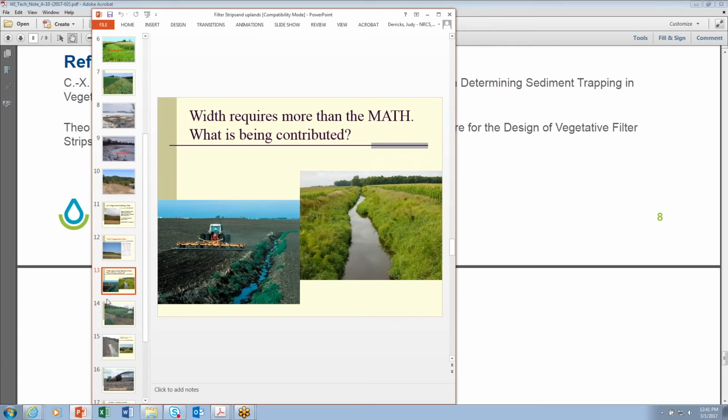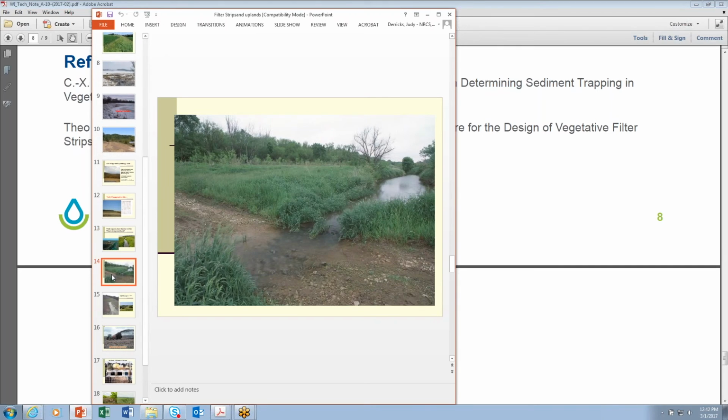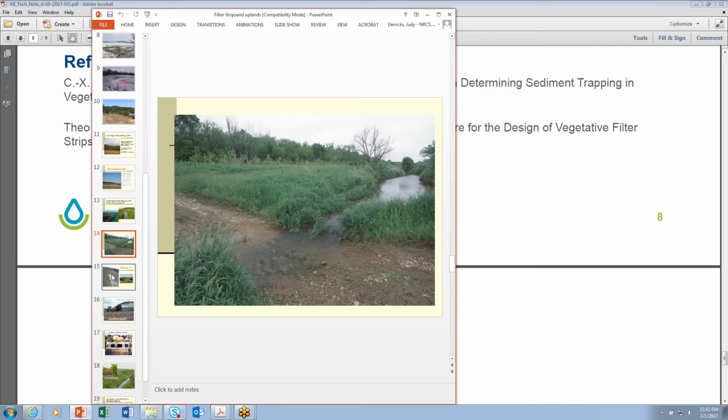So our widths have to be factored bigger than math. And what I'm saying there is the math formula is pretty minimal. It tells you what minimums are, but when you're out there and you're seeing obvious problems, you've got to get bigger than a minimum because it's not going to address it. So we talked about where buffers work, where they don't. If you've got a lot of manure flowing in, you've got something to deal with.